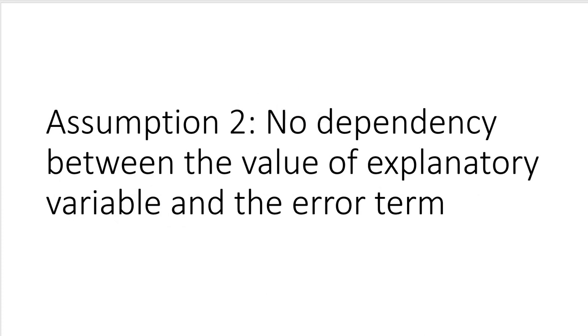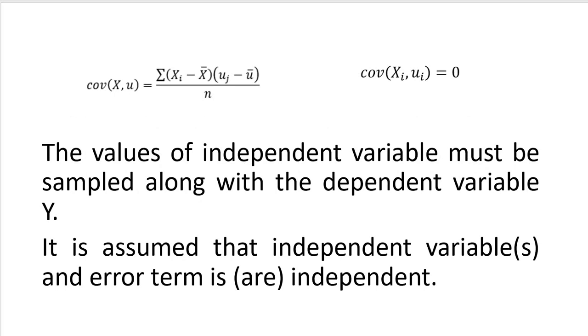It just depends on your model design. And the second assumption is that there is no dependency between the value of the explanatory variable and the error term. So basically we assume that x and u are independent. We measure this dependency by covariance, and if two variables are completely independent, then the covariance between them should be equal to 0.